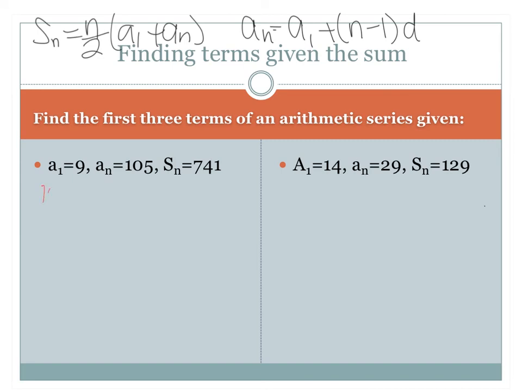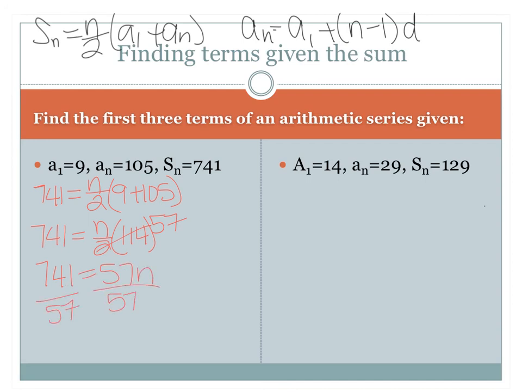So S of n equals 741, and that equals n divided by 2 times 9 plus 105. So 741 equals n over 2 times 114. Divide 114 by 2 and I get 57. So 741 equals 57n. So n equals, somebody with a calculator, say it louder, 13? 13.